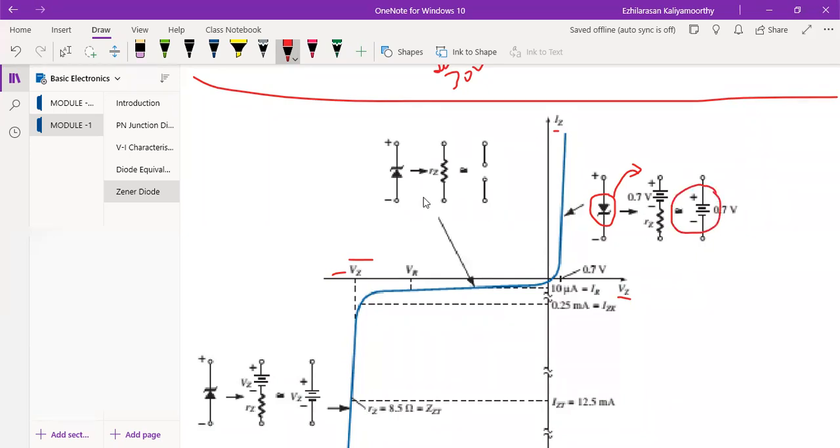In the same way, for reverse bias, the diode is an open switch, because during reverse bias it won't work. The positive current you won't get, because with an open switch the current will be zero. So this diagram is for reverse bias.